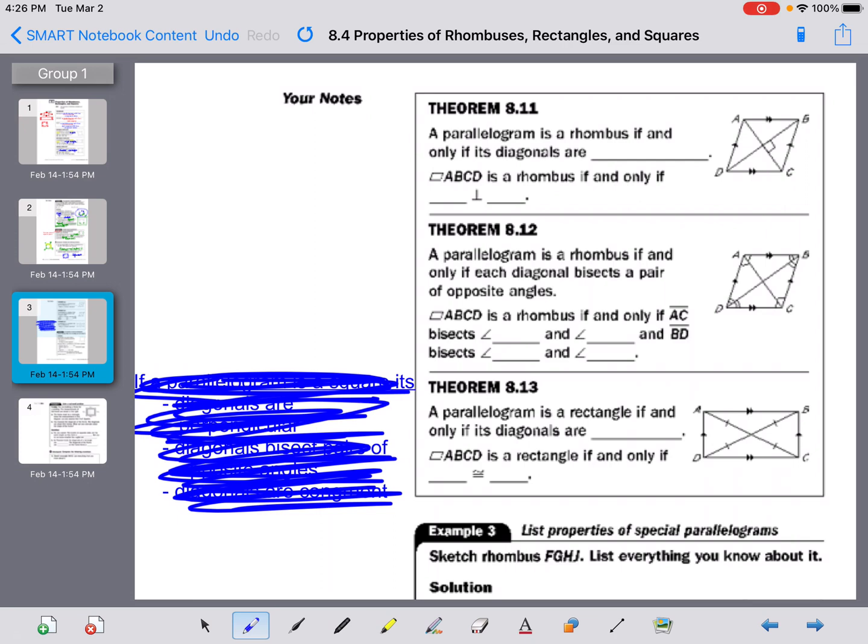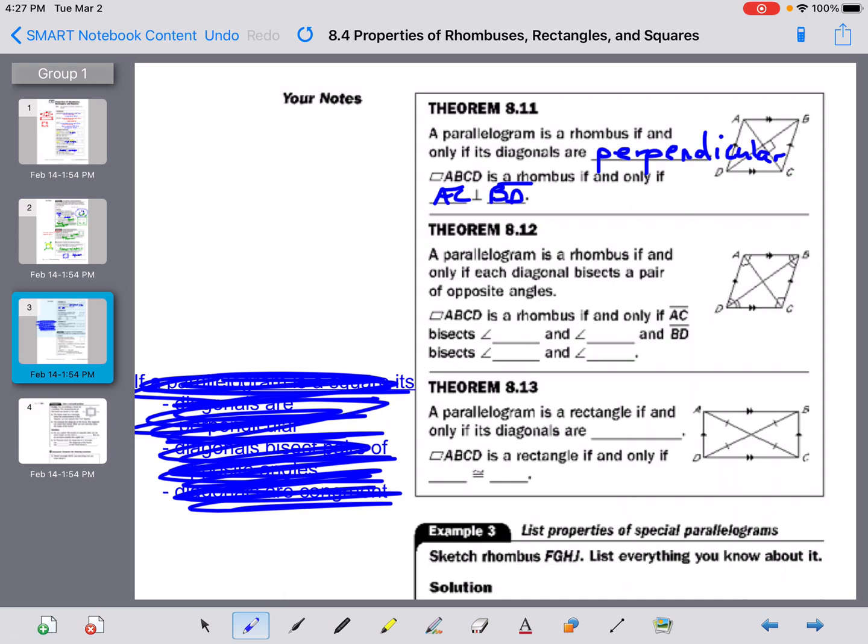So we have some theorems here. A parallelogram is a rhombus if and only if its diagonals are perpendicular. So this is something new that we haven't seen before, perpendicular. We did not see this on just the parallelogram, but it's true for a rhombus. So my diagonals inside there, AC and BD, are perpendicular. On a rhombus, they're perpendicular.